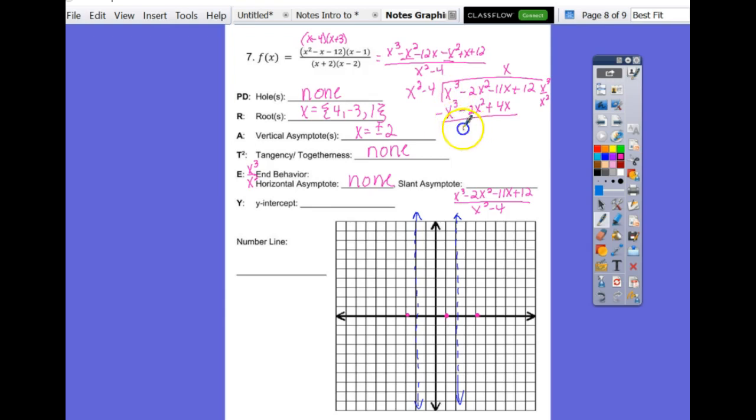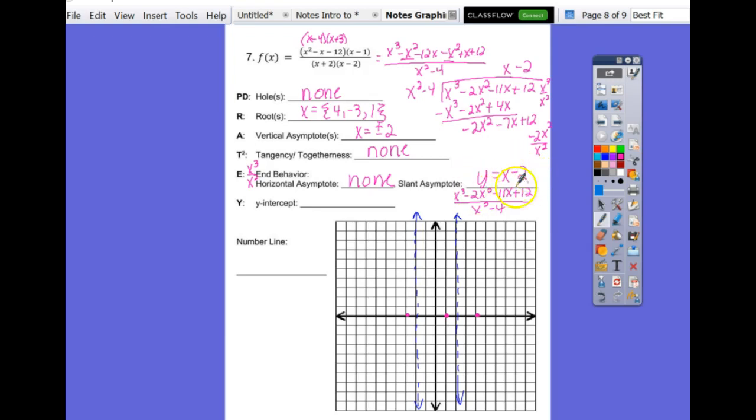So these cancel. This one we're not adding, I just brought it down, so this is still minus 2x squared. This one we are adding, so it's minus 7x plus 12. Then the minus 2x squared divided by x squared gives you minus 2. For my slant asymptote, we don't care about anything after that. My slant asymptote ends up being x minus 2.